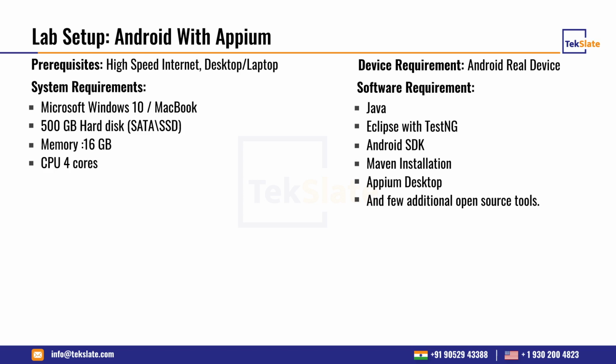Appium desktop version. Appium desktop is a server, so we need the Appium server in order to run the test cases. That is required. That is a small program, open source. We will use it, and a few additional open source tools. If we want any additional tools which are open source, we will be using them on demand. So there will be no paid or licensed version tools that we are going to use. We are not going to use any paid version.